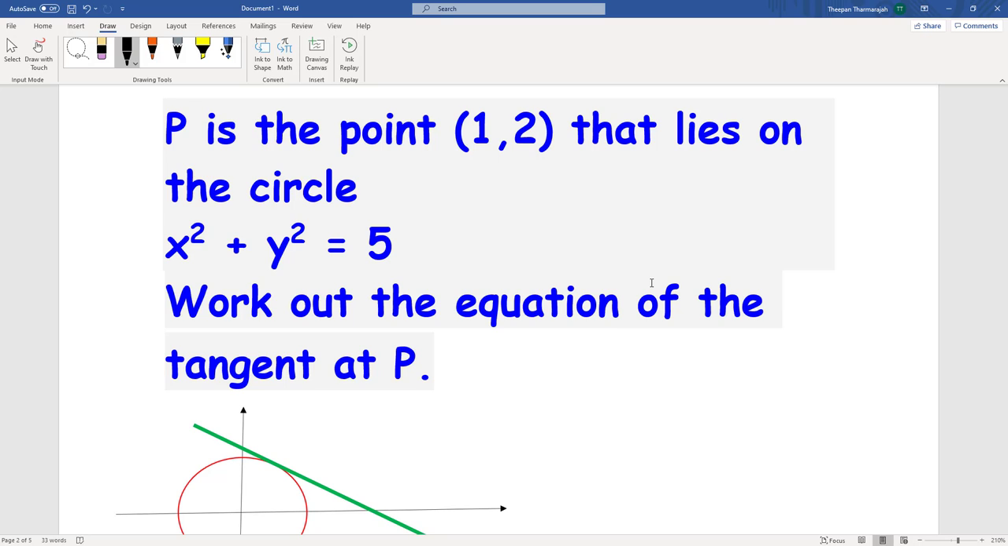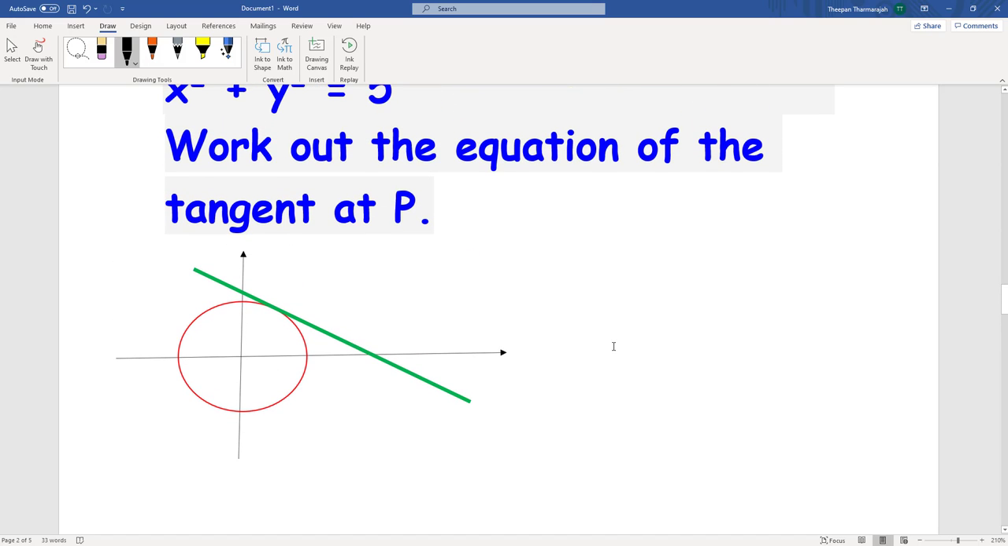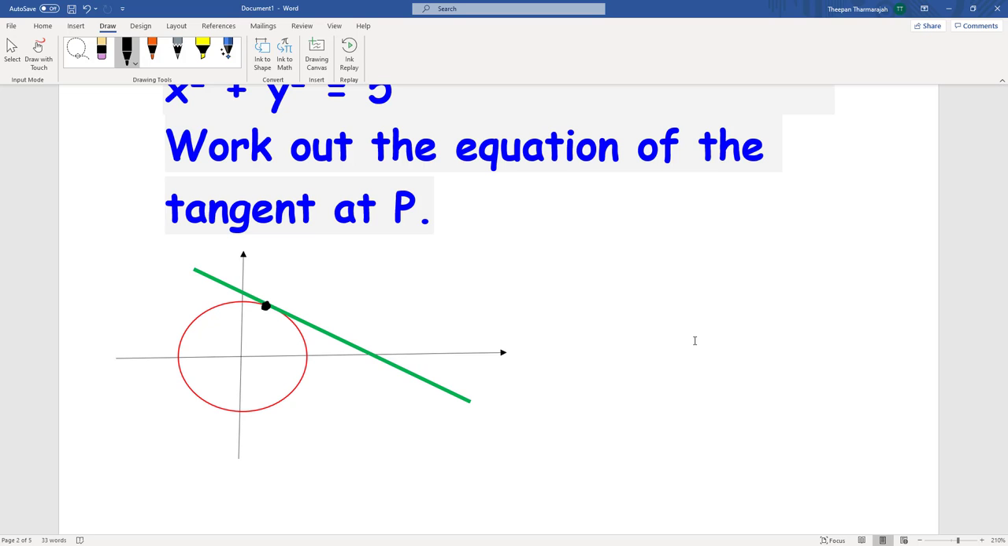Okay, welcome back. This question says P is the point 1, 2 that lies on the circle with x squared plus y squared equals 5. Work out the equation of the tangent at P. So now we notice that it has a negative gradient. Why is that? Because it touches the point P at 1, 2. So this is the point P, and it has coordinates 1, 2. This is the origin. Now I'm just going to write an O here, just to remind us that's the origin.